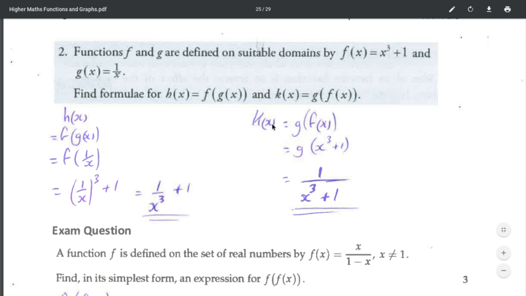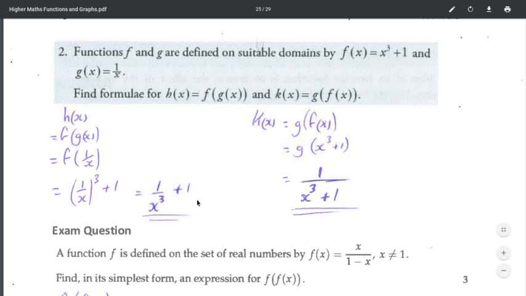Right, in a similar way, k of x is g of f, which is g of x cubed plus 1, because f of x is x cubed plus 1. Now what does g say? g says 1 over x, so g of bracket is 1 over bracket. So g of x cubed plus 1 is 1 over x cubed plus 1.